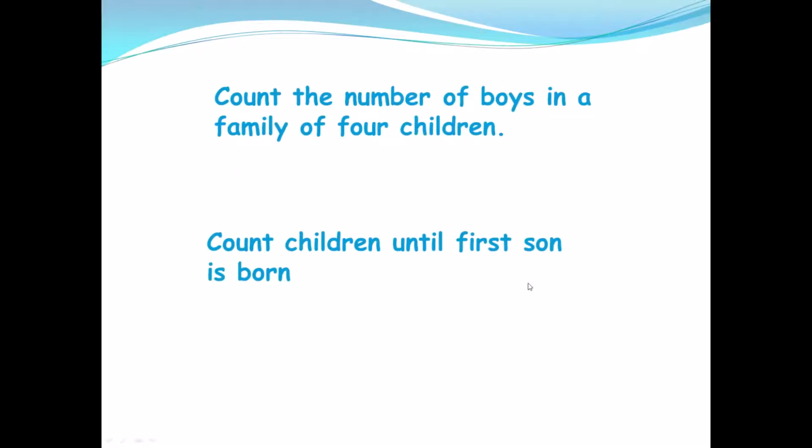All right, so count the number of boys in a family of 4 children. Well, there may be no boys. But count the number of children until a son is born. Well, you've got to have a birth so that you can get a son. So there's no 0 here. That's just to emphasize that. And it's open-ended. This stops.